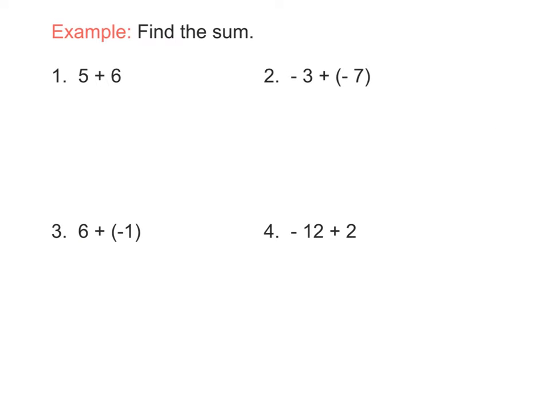Here we're going to find the sum for each of these problems. So for number 1, both of those numbers are positive. So that's pretty simple. Just good old addition. 5 plus 6 is going to give us 11.